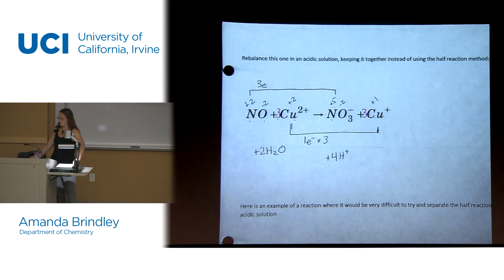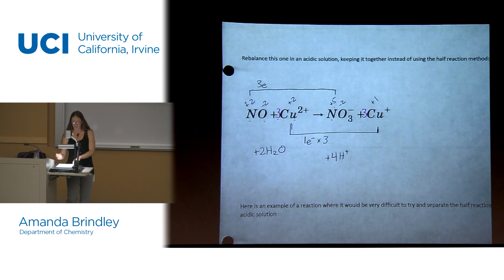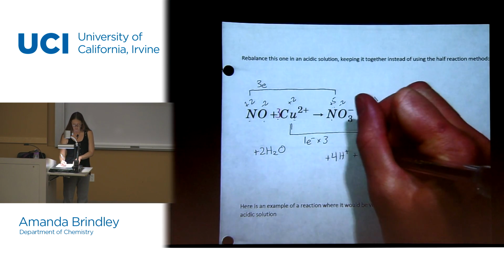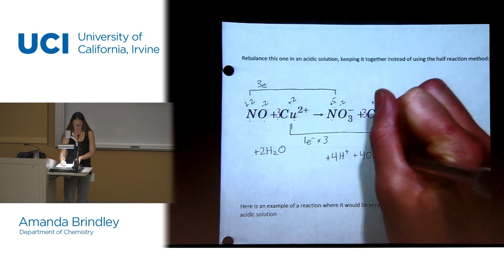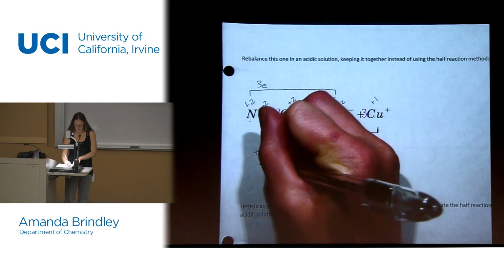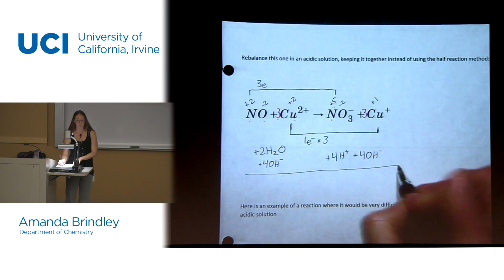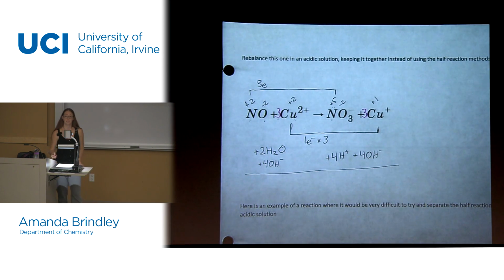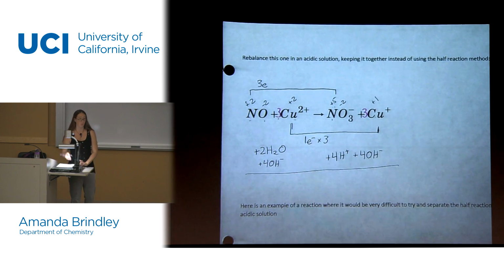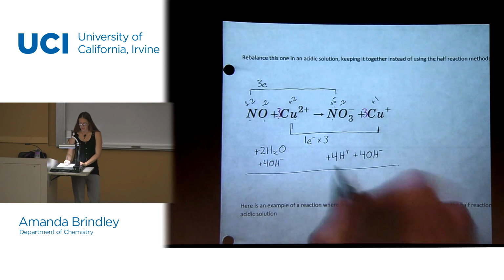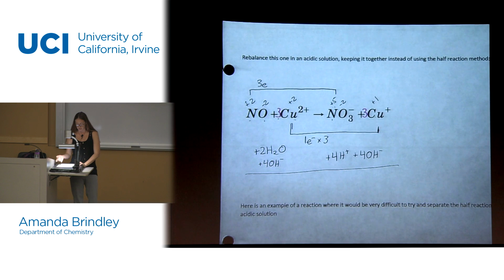We need to get rid of the hydrogens by using hydroxides, so plus 4 hydroxides, and then we are done. We need to do a quick rewrite, but at this point there won't be anything to cancel. There won't be anything to really deal with in any way except for our waters, okay? We will have to deal with our waters because we did it in a basic solution.